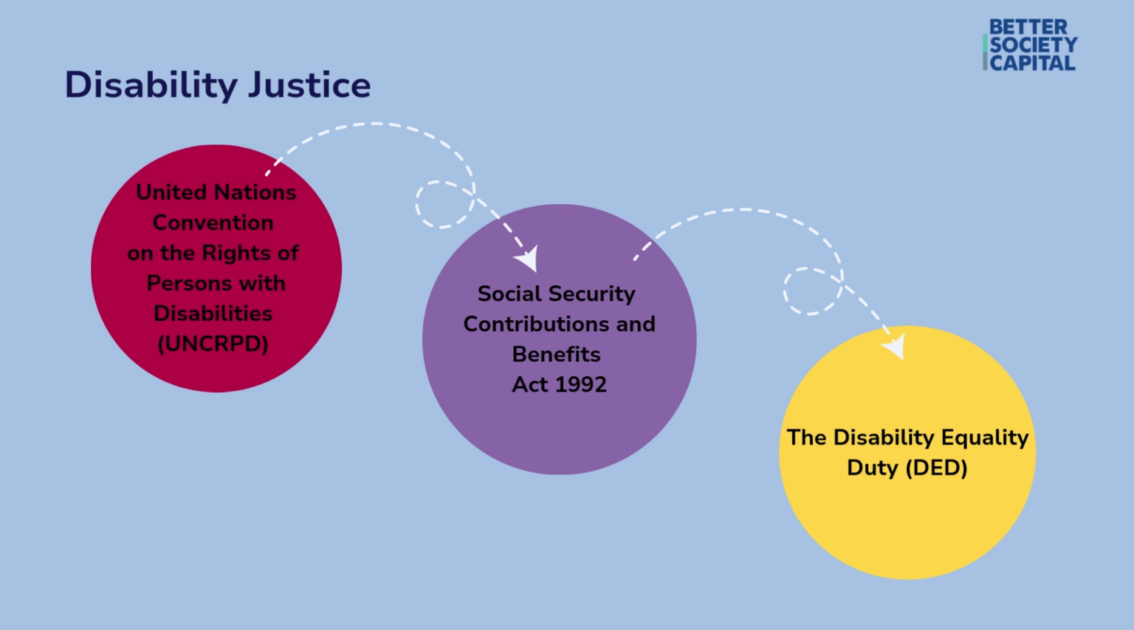The Social Security Contributions and Benefits Act 1992 introduced the Disability Living Allowance and its successor, the Personal Independence Payment. These benefits help disabled people with the extra costs associated with their disability, providing financial assistance and support for independence.